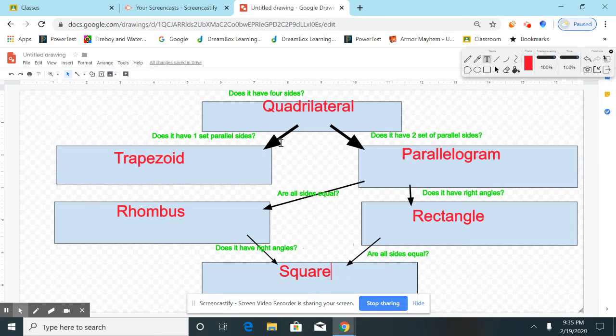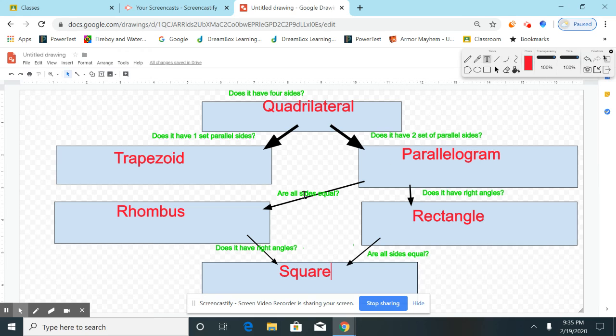You just take whatever shape you've got and you put it in this chart and you can figure out what it is. If it's one set of parallel lines, it's going to come out to be a trapezoid. If it's two sets, it's a parallelogram. If it doesn't have right angles and the sides aren't equal, then you just stop right there and it's a parallelogram. If it does have some of these other qualities in green, then you keep going.